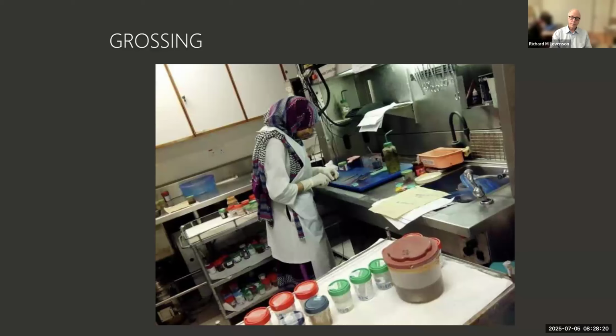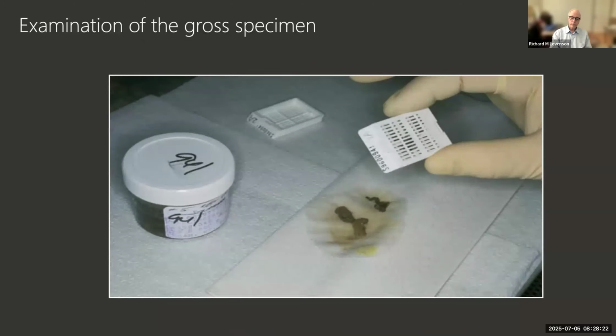And then here, after grossing, you look at it, and if it's small, you can simply put it immediately into a histology cassette, which is what's being held on the top there. That's really crucial because it has the patient's or the specimen number on it, and it's got little holes in it to allow solutions to flow in and around those little tiny pieces of tissue.